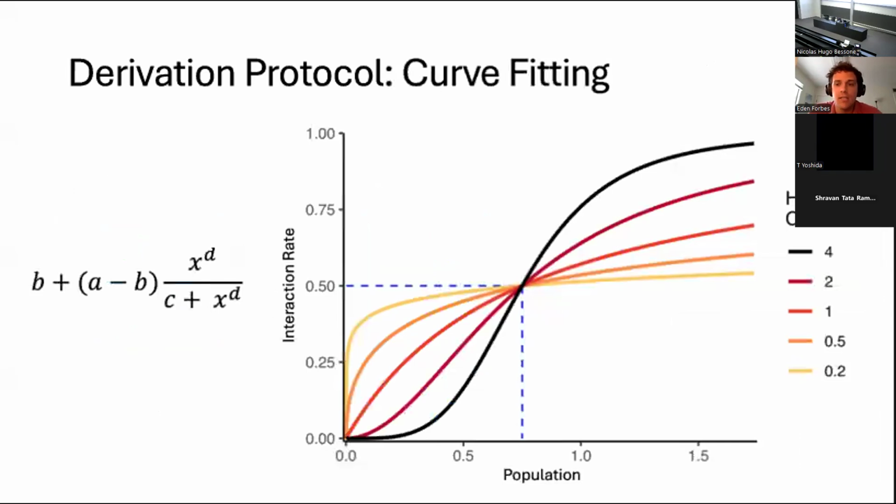And here I'm using this generalized Hill function to fit curves, selected given its ability to approximate a lot of other functional forms, from linear to sigmoidal to logarithmic. And in this general form, we have a maximum interaction rate, a minimum interaction rate, some inflection point of the function, and the steepness of the function. And all of those parameters are available to a curve fitting algorithm.